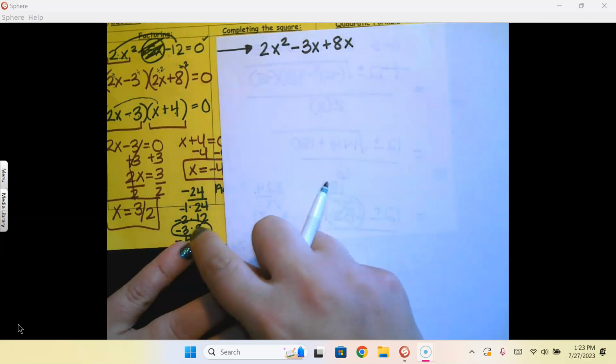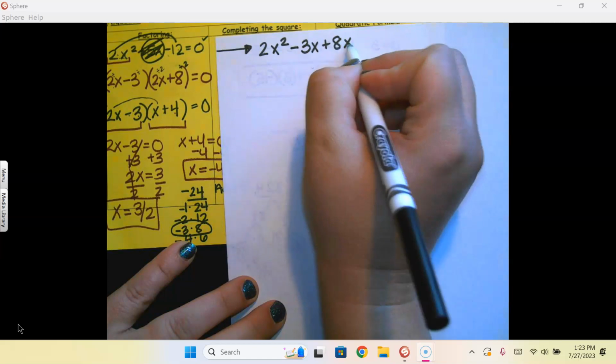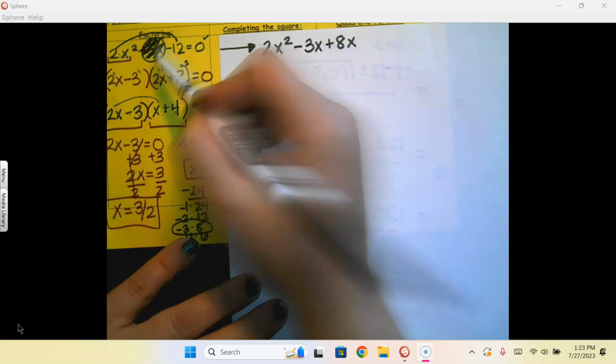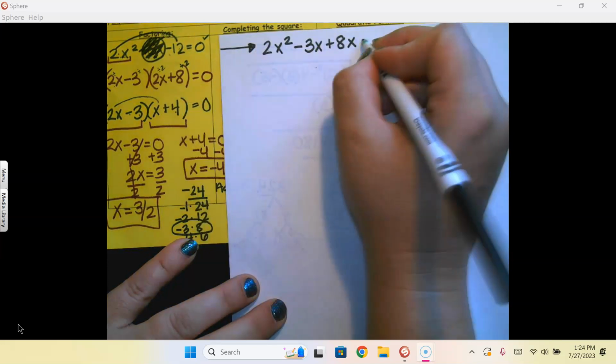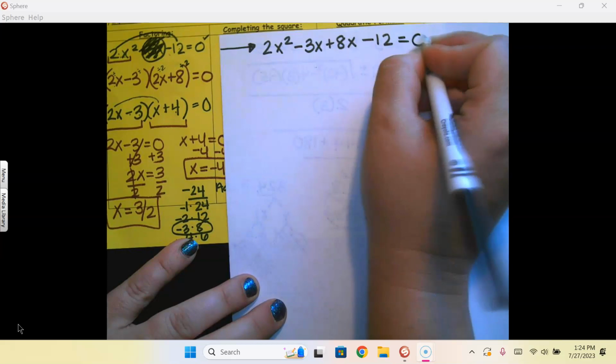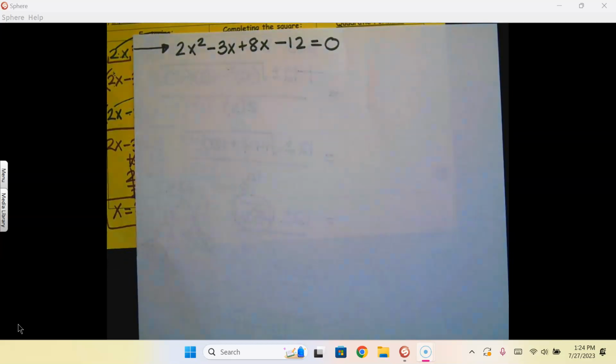So I'm taking these two numbers because negative 3x plus 8x is the same thing as 5x. So I'm taking this term out and replacing it with 2 terms that combine to make it. So I'm making this problem into 4 terms. Okay, so this is the alternative: change the 3 terms into 4, and then you solve by grouping.